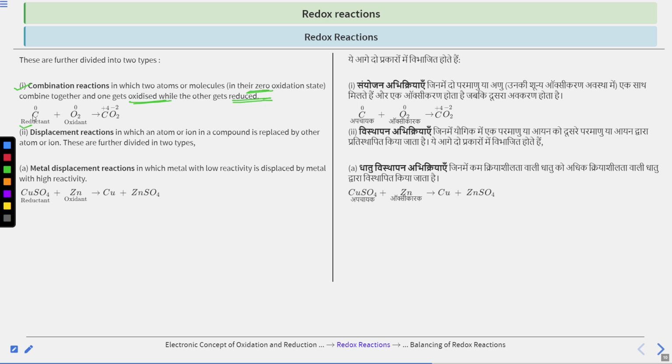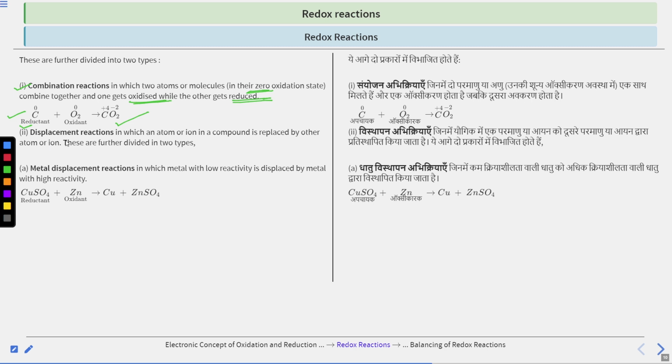So for example, there is a reaction of carbon plus oxygen giving us carbon dioxide. These are atoms having the oxidation state 0. One is reductant, the other is oxidant, and they combine to form carbon dioxide, in which one gets reduced and the other gets oxidized. As 0 is going to +4, carbon is oxidized, and 0 is going to -2, that is oxygen gets reduced. This is an example of a combination reaction.